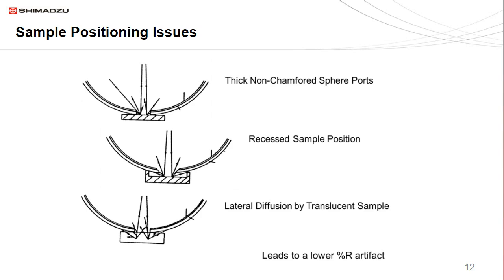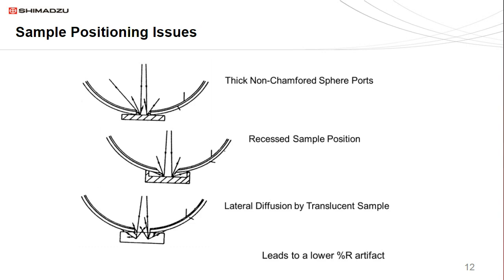The first one at the top is if you have a sphere. This is more of a problem with spectralon spheres sometimes than it is with barium sulfate spheres, because spectralon is a rather thick material that is milled, and you can have steep edges on the port if they're not chamfered, so that can basically trap out some light. The recessed sample is also a problem in that if your sample isn't right up against the port, it has a little tiny area that can trap out light.